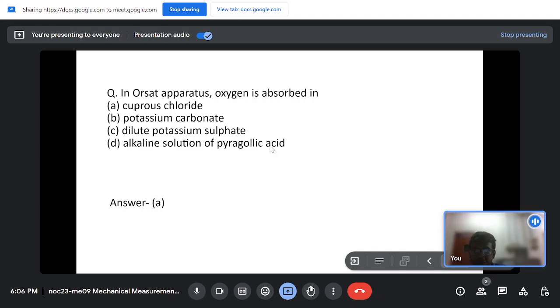So the answer is option D, alkaline solution of pyrogallic acid. KOH plus pyrogallic acid, potassium hydroxide plus pyrogallic acid, will absorb oxygen. If you see, potassium hydroxide or KOH will absorb carbon dioxide, and cuprous chloride will absorb carbon monoxide. So in this case the oxygen is asked, so it's option D, alkaline solution of pyrogallic acid.